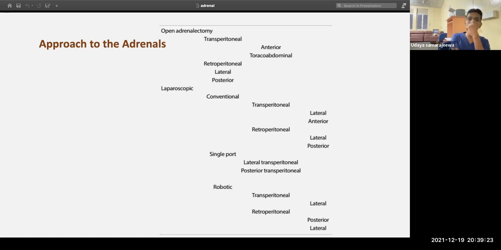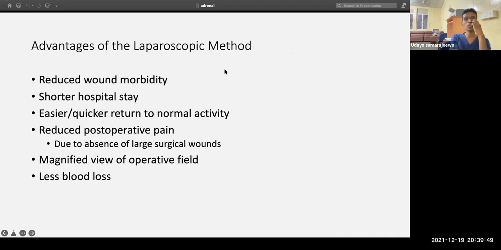So in today's presentation, we will be looking at the transperitoneal anterior approach, which is very easy to learn for those who are planning to embark on adrenal surgery. I would probably recommend starting with this technique because it's easier and you have a lot of working space initially. The advantages of the laparoscopic method, I don't need to highlight, all of you know about this: reduced wound morbidity, shorter hospital stay, easy and quick return to normal activity, reduced post-operative analgesic requirement, a very magnified operative field, and less blood loss.